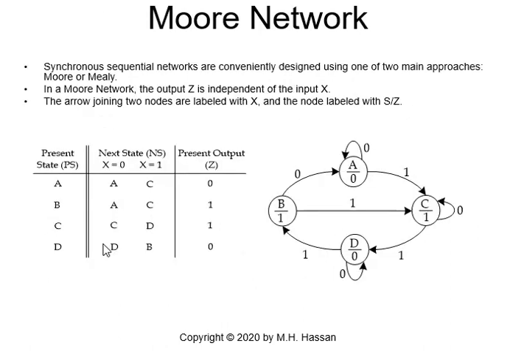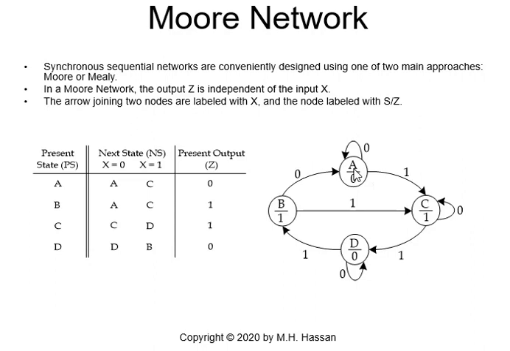There are two synchronous networks, Moore and Mealy, the two most famous classifications of synchronous networks. It's Moore network and Mealy. In Moore network, the output Z is independent of the input X. So in the graph of the network, the state graph, as you see, each state will have a node, which is a small circle.